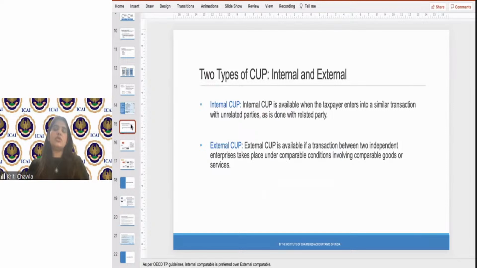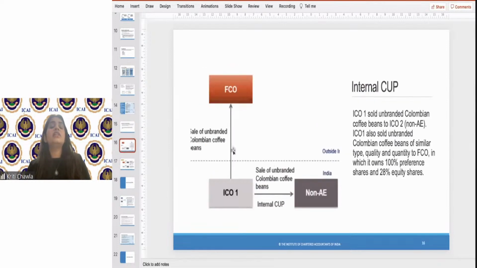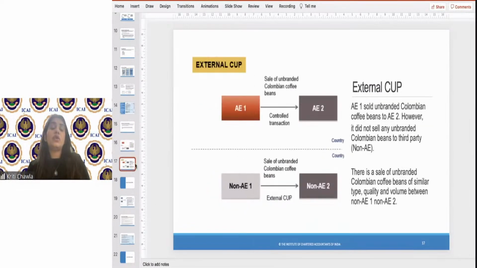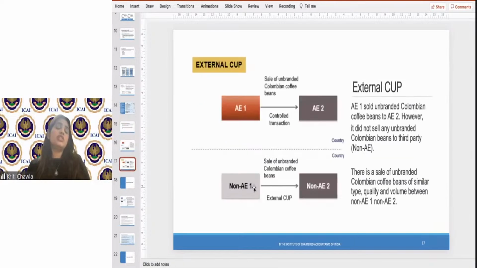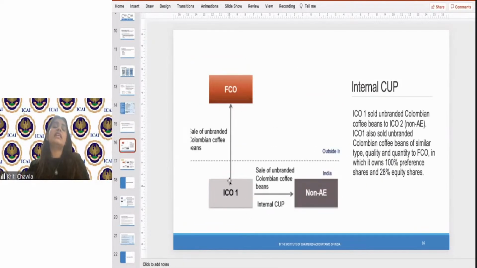If you look at the international guidelines, the UN transfer pricing guidelines or the OECD transfer pricing guidelines, they always say that internal CUP is the best and not external CUP. So they say that internal CUP is preferred over external CUP. They say that because in this particular situation, you might have to make some adjustments. But in this particular situation, everything is readily available. All the information is also readily available. So you can actually go ahead and prefer this over external CUP.